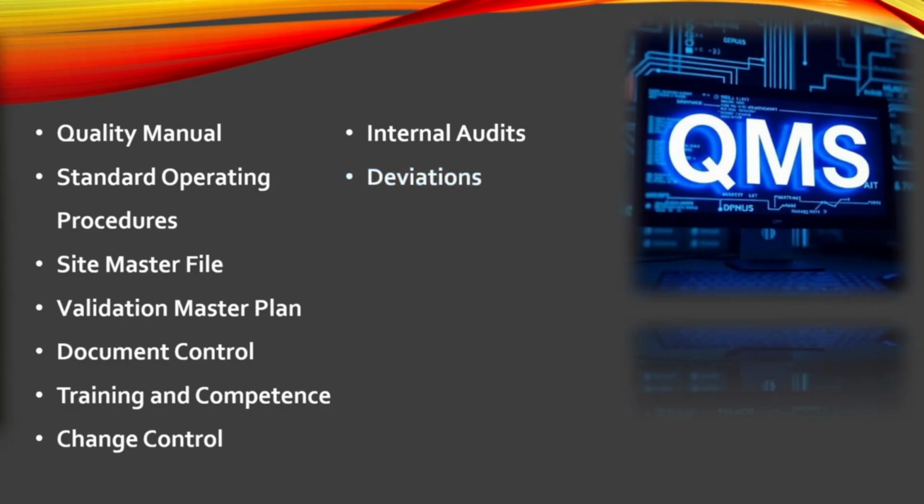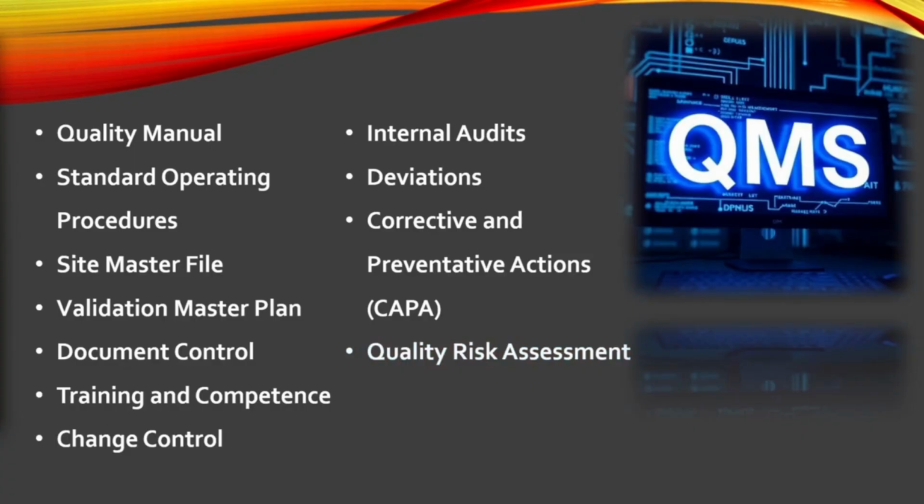Deviations are any departure from an approved procedure or expected outcome that can impact product quality, safety, or compliance. Corrective and preventive actions, or CAPA, address deviations and prevent recurrence. Quality Risk Assessment assesses and controls risks to product quality. Quality Control, or QC, tests and inspects products to meet predefined quality criteria.